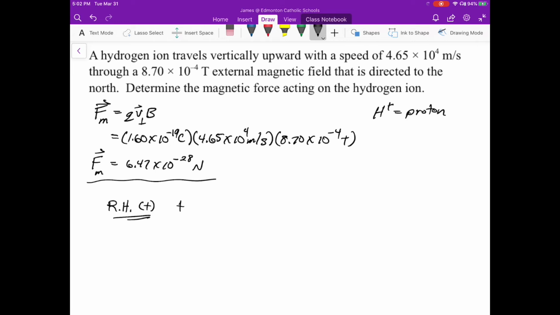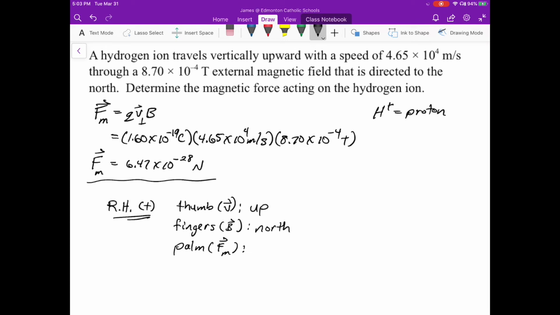So let's see, your thumb represents the velocity, your fingers represent the direction of the magnetic field, and then your palm is magnetic force. Okay, so your thumb of your right hand, it says a hydrogen ion travels vertically upward, points straight up into the air. So hold it straight up into the air in front of you. The magnetic field is directed north.